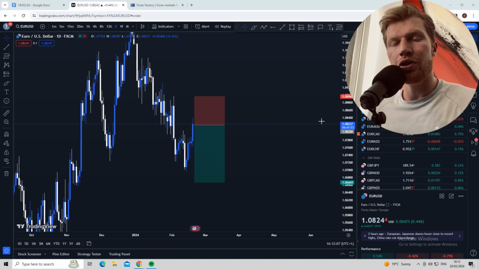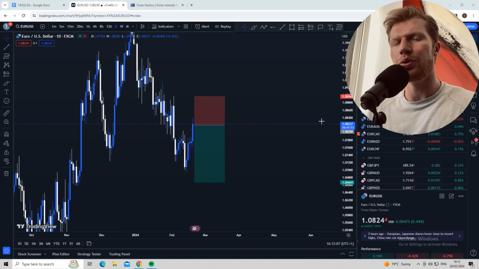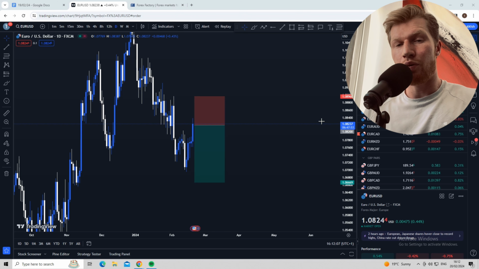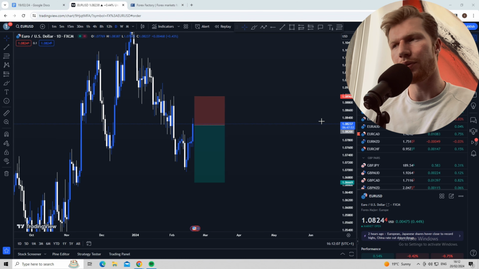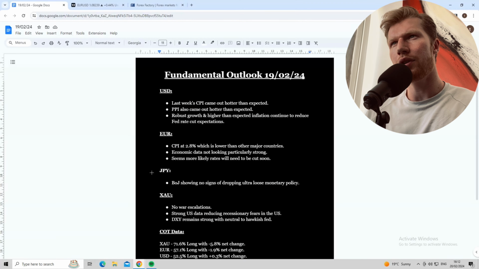So what I'm going to do today is some fundamental analysis, some technical analysis right in front of you. We're going to run through the fundamentals and generate some trade ideas, right? So I've got a sheet here.